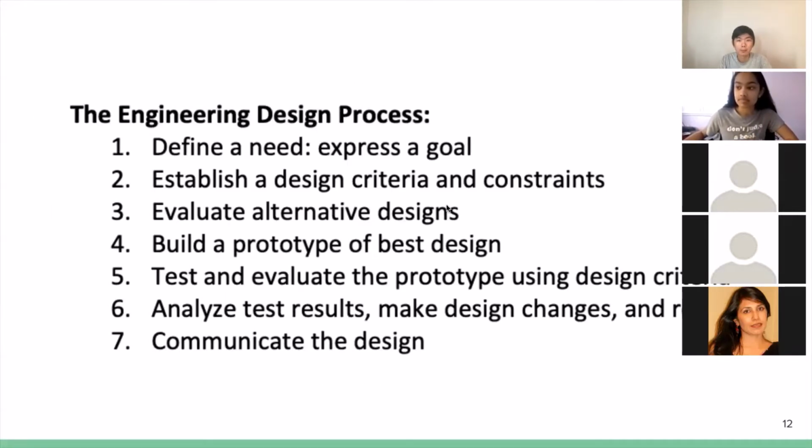So now I'm going to talk a bit about the engineering design process and in a later slide, the scientific process. So for the engineering design process, you first need to define a need or express a goal. And in order to solve this goal or need, you have to establish the design criteria and constraints. And then you also have to think about alternative designs. And then you build a prototype of what you think is the best design. You test this prototype using the criteria, and then analyze the test results. You make design changes and retest. And then finally, you have to communicate the design. So basically just explain what the design does and the results of the design.